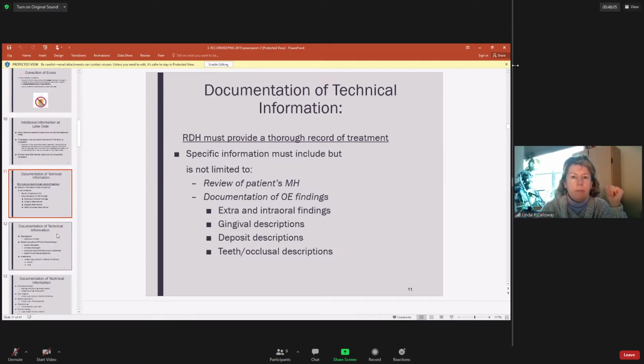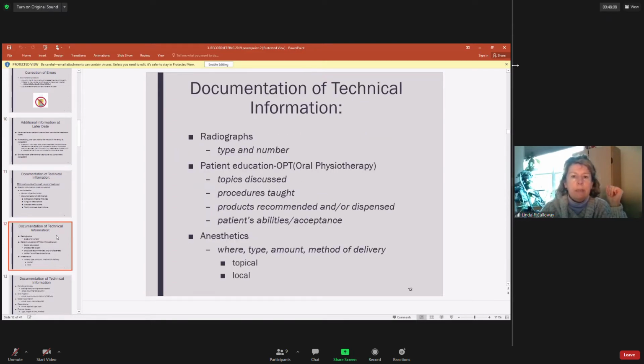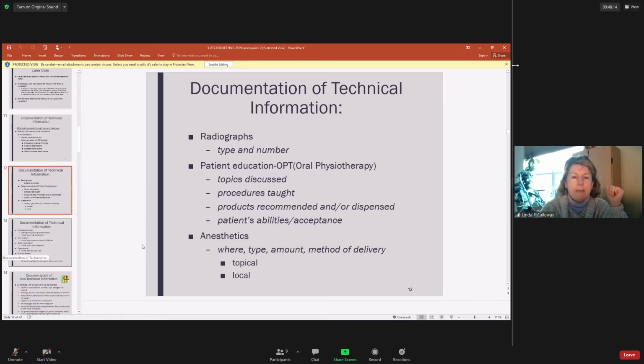You guys can read through that. This is talking about your OE, type and number, patient ed, anesthetic. Is it topical or local, where, what type, the amount? If it's local, was it half a carpule? Dentists will sometimes say half a carpule, or they'll actually write how many milliliters or cc's that carpule is. Method of delivery: was it topical that was Oraqix, delivered via the Oraqix dispenser, or is it topical applied with a cotton swab?